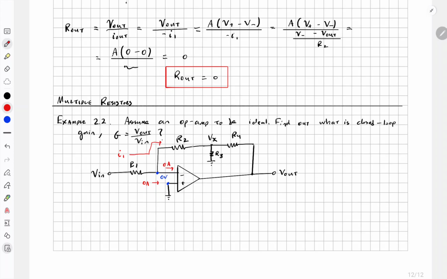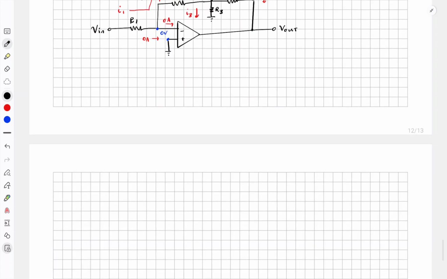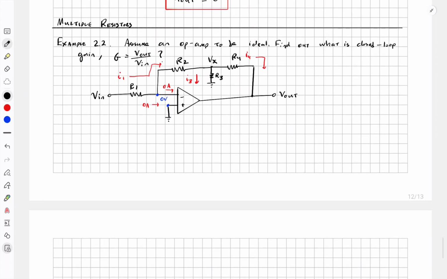And then we're going to call this branch here I3, named after R3. And this current here is called I4, named after resistor R4. This is how we defined it. It's best practice to define it going from left to right, because you will minimize having lots of minus signs. It will be easier to keep track. Okay, so let's solve the circuit now.